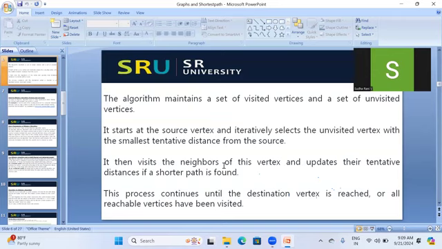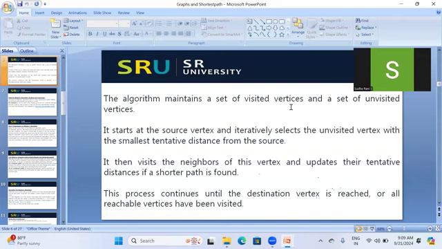Main points to be considered in Dijkstra's algorithm. Here we have a few main points which we consider for Dijkstra's algorithm. The algorithm maintains a set of visited vertices as well as a set of unvisited vertices. When we are traversing the graph, the complete set of nodes is divided into visited vertices and unvisited vertices.